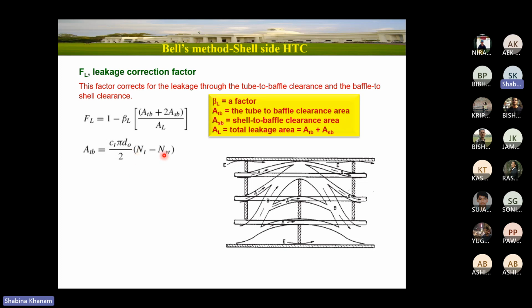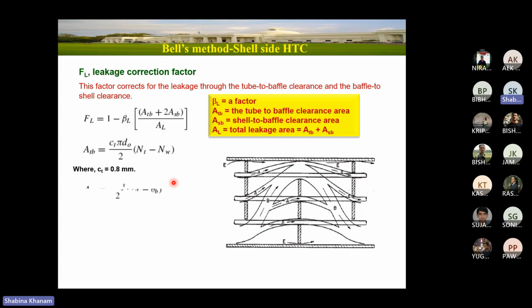Into NT minus NW. NT is the total number of tubes in the bundle minus NW, number of tubes in window zone, right? So it means the total number of tubes which are inserted in the baffle. I hope you are getting my point. So in this way we can calculate ATB, and CT value will always be 0.8 mm.